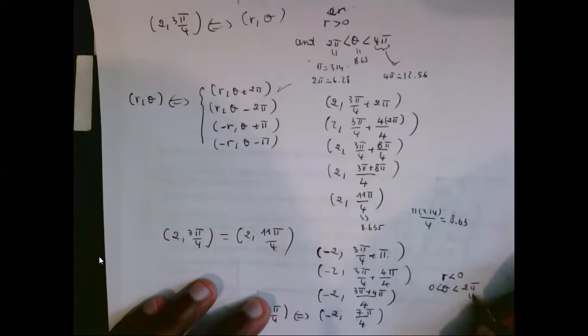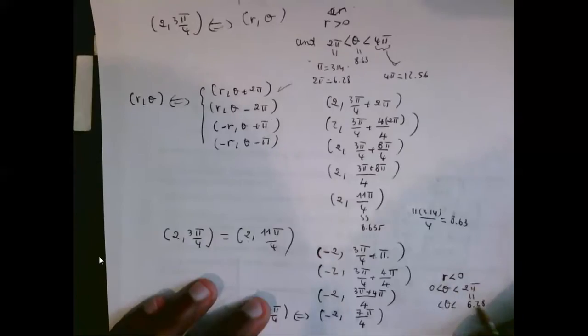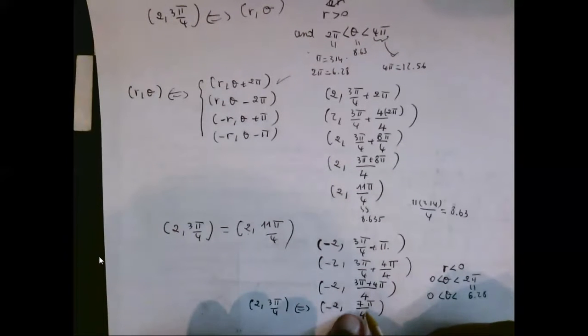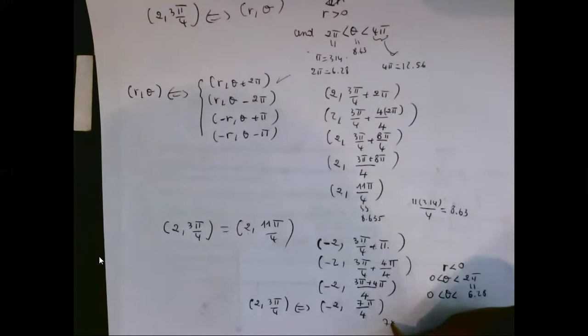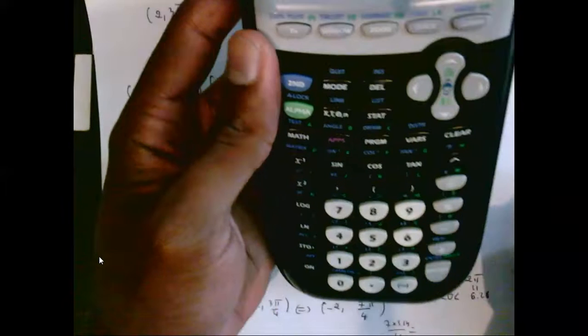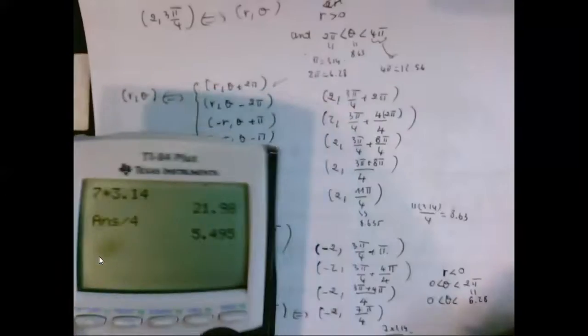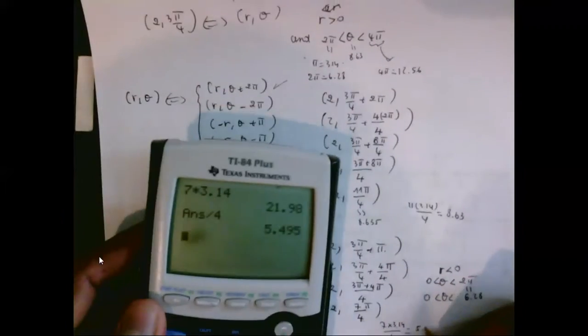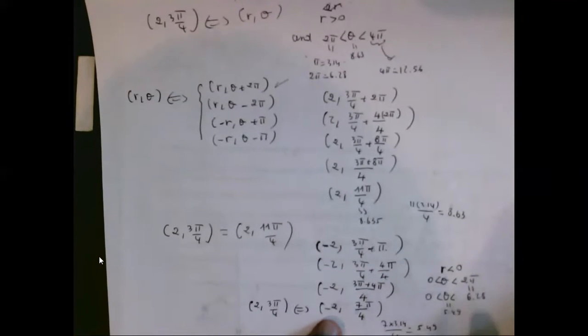So let's see, 7 pi over 4 is what? 7 times 3.14 divided by 4 is about 5.49, and 5.49 is less than 6.28. And also my r is negative, so it meets the requirement. So the point that we're actually looking for is negative 2, 7 pi over 4.